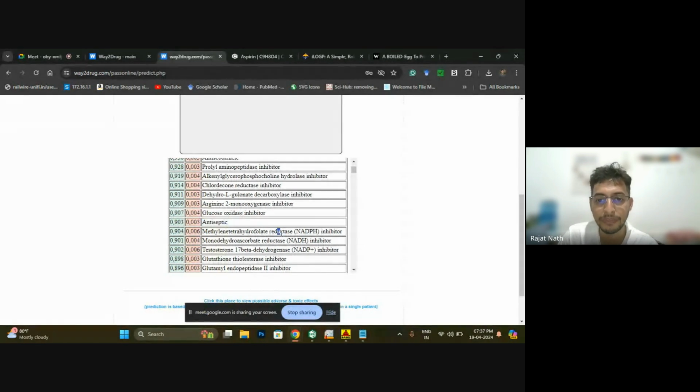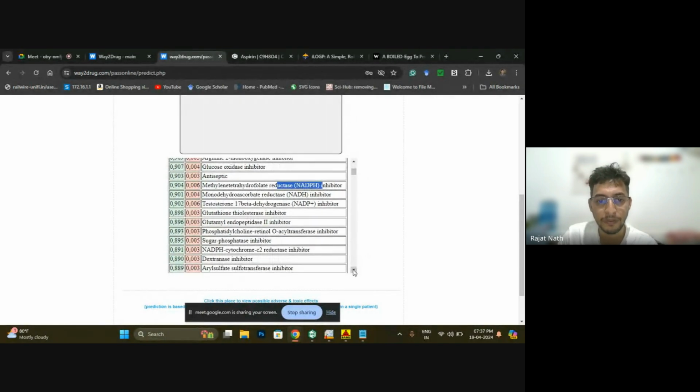If you have to inhibit NADPH, you can choose this compound. If you want to inhibit NADH, you can choose this compound. If you want to inhibit NADP plus, you can choose this compound. There is glutathione thioesterase inhibitor, glutamyl endopeptidase 2 inhibitor. According to your requirement, you can see whether this inhibitor is a good choice for your drug or not.